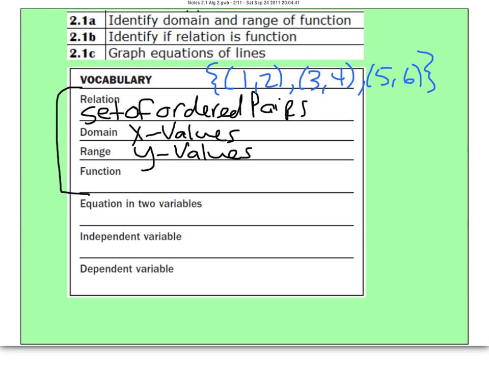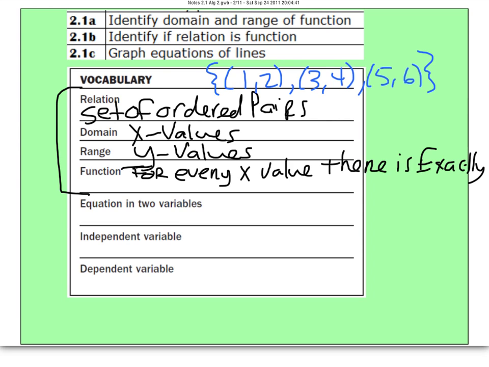And then a function says for every x value, there is exactly, and I underline that, 1 y value. So this says basically every time I choose a particular x value, if I choose 1, 2, or 3 for x, that there is exactly only 1 y value that it'll be paired up with.